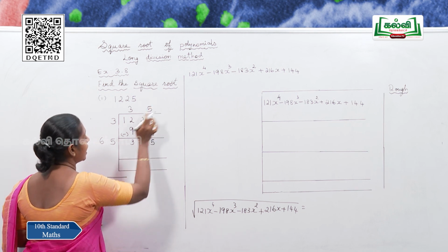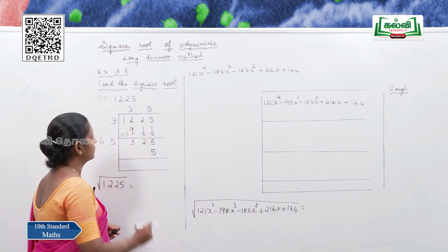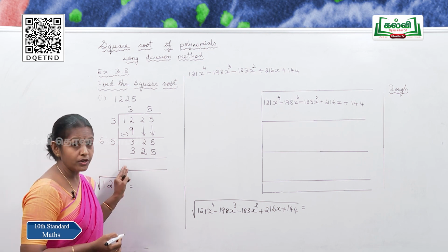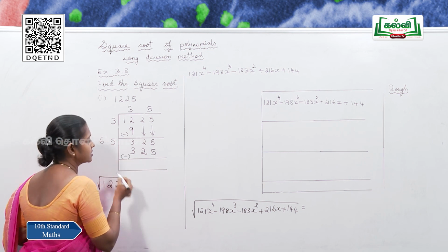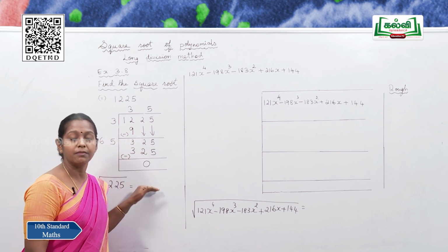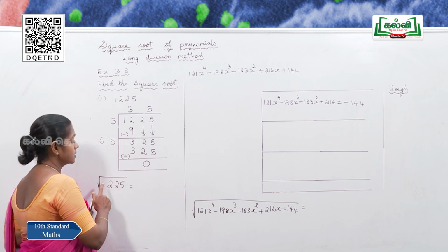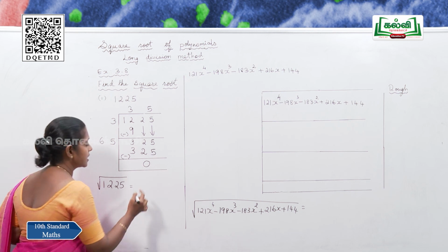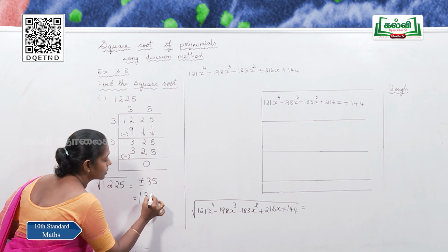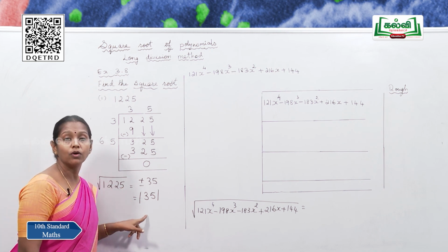Now, take this 5 and multiply by 65. What will you get? 5 fives are 25. Remainder 2. 5 sixes are 30. Add this 2 with this. You will be getting 32. Now, did you get 325? Yes. Again, we have to subtract it. If you subtract, you will be getting 0. That means it's a perfect square. The remainder is 0 means the number is called what? Perfect square. So, what is the answer for the square root of 1225? It is plus or minus 35. But that should be written in modulus form. So, the square root of 1225 is nothing but the modulus of 35.